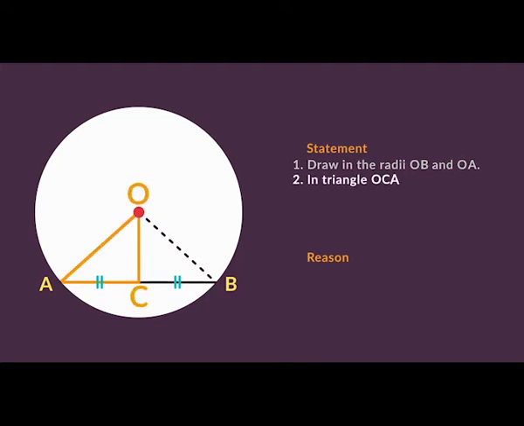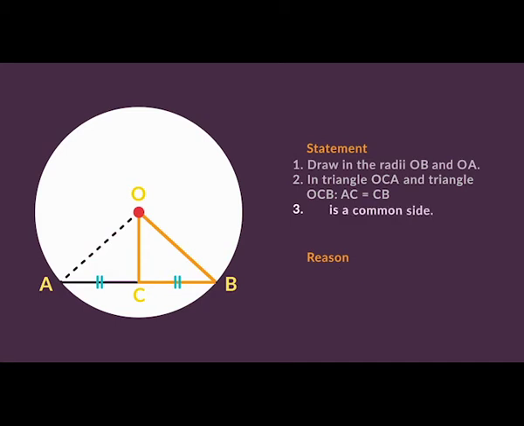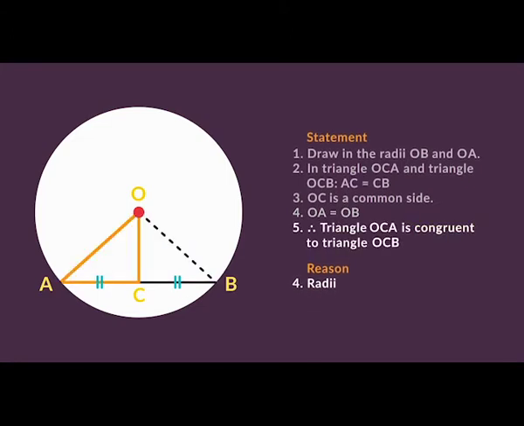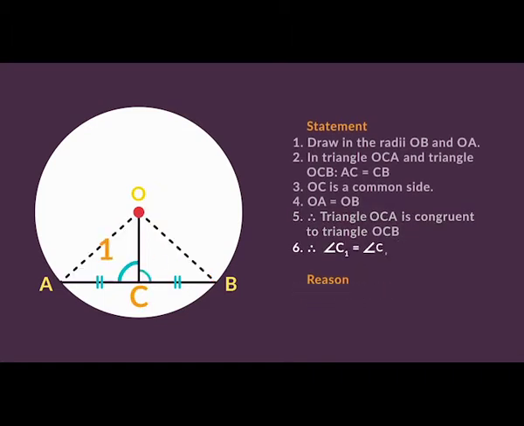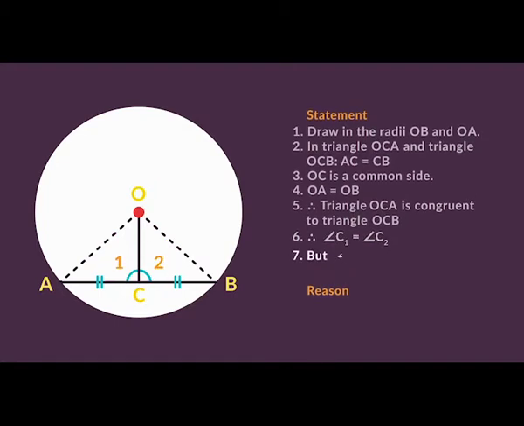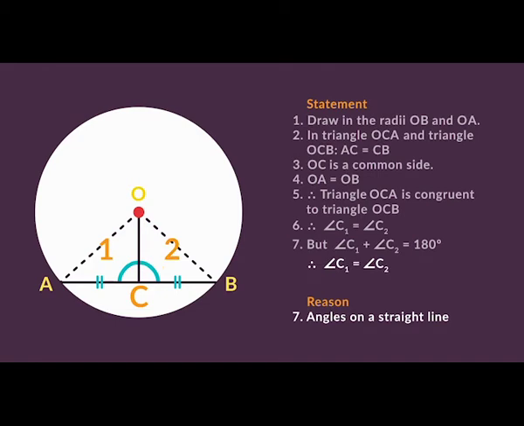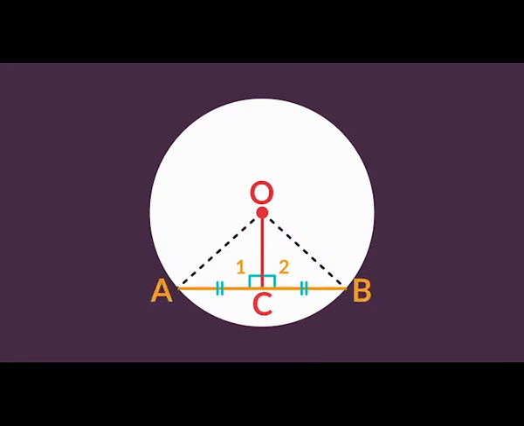Now, look at triangles OCA and OCB. AC equals CB because OC bisects AB. The 2 triangles have a common side, OC, and sides OA and OB are equal because they are radii. Therefore, the triangles are congruent to each other with all 3 sides equal. And angle C1 is equal to angle C2. But angle C1 and angle C2 are supplementary angles because they lie on a straight line. Therefore, angle C1 and C2 are each equal to 90 degrees. So we have shown that OC is perpendicular to AB.